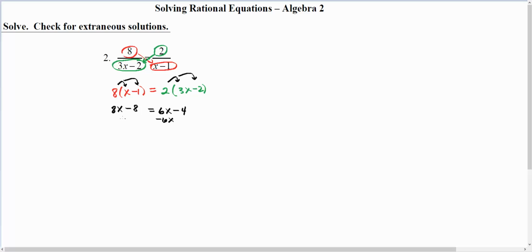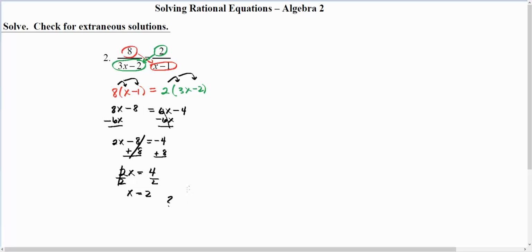I'm going to subtract 6x from both sides. Alright, so we have 2x minus 8 equals negative 4. We're going to add 8 because we're solving for x. So we have 2x equals 4. And divide by 2. So now we have x equals 2.